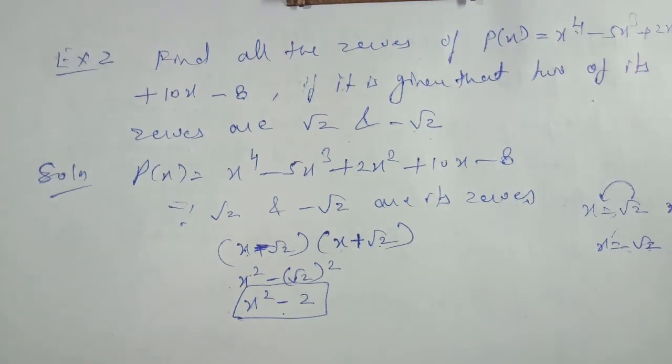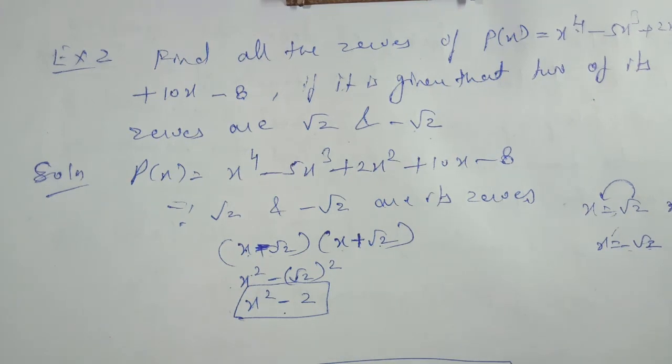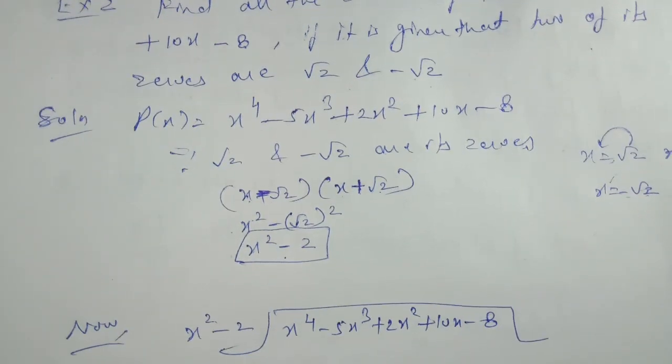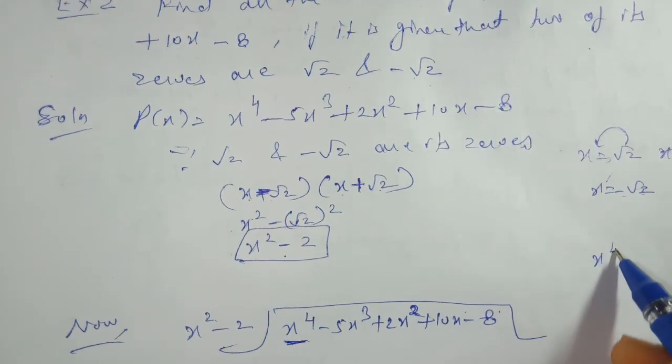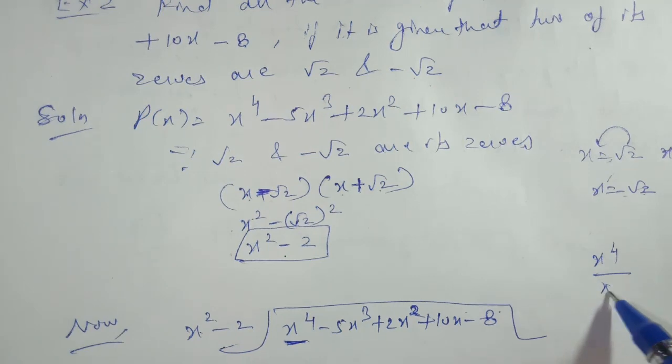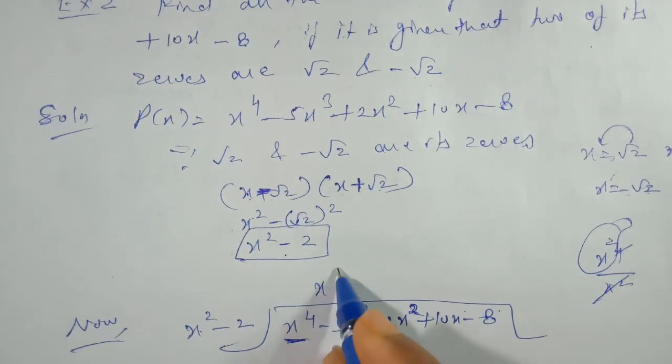Now to get the other two zeros, let us divide. Same process we have to follow. 2x square plus 10x minus 8. First check the order: 4, power 3, 2, 1 and without variable. It is also in order. So first take the highest power, that is x raised to the power 4. The highest power we have is x square. 2x will be cancelled. So the first term we get in the quotient is x square.